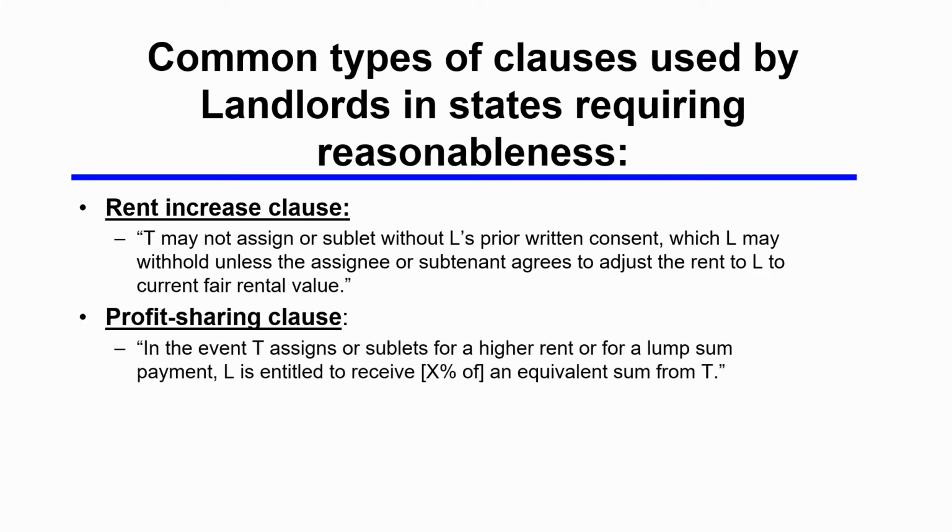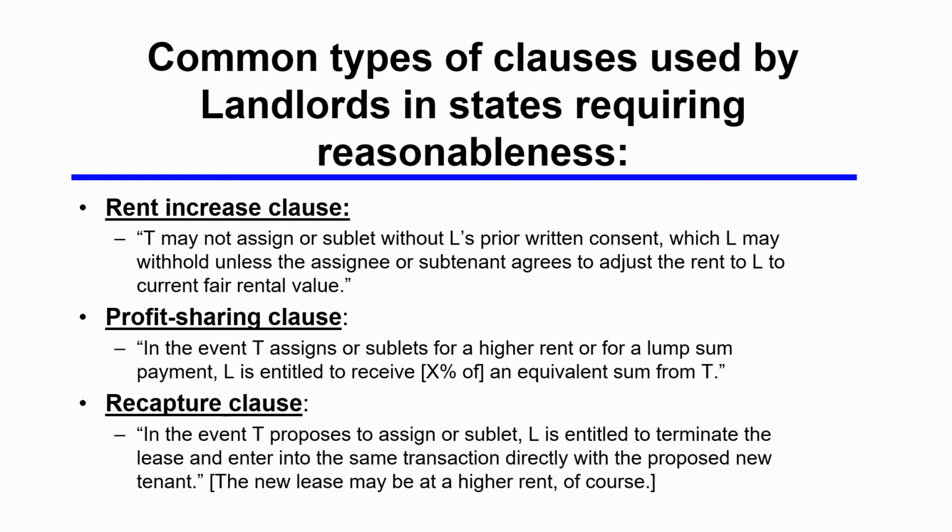A second clause is the profit sharing clause. It says in the event the tenant assigns or sublets for a higher rent or a lump sum payment, the landlord is entitled to receive an equivalent sum from the tenant, or perhaps only half or two-thirds if the landlord isn't too greedy, of an equivalent sum from the tenant. Again, the landlord is capturing the bonus value or some part of it with a clause like this.